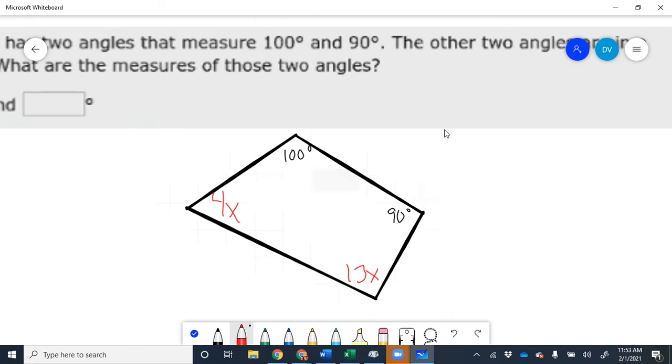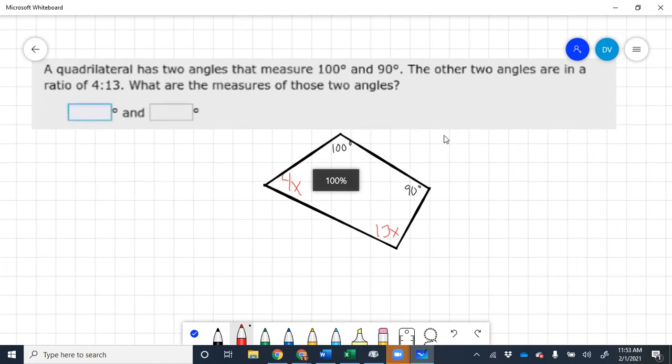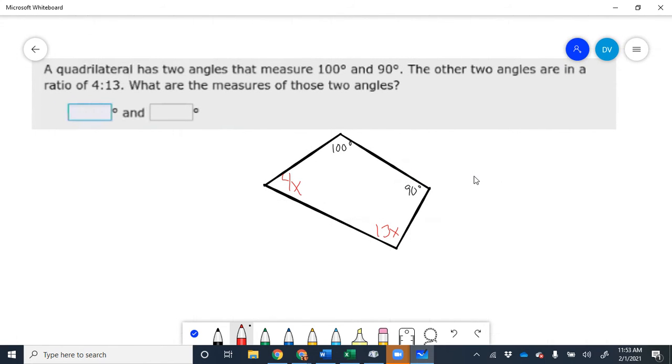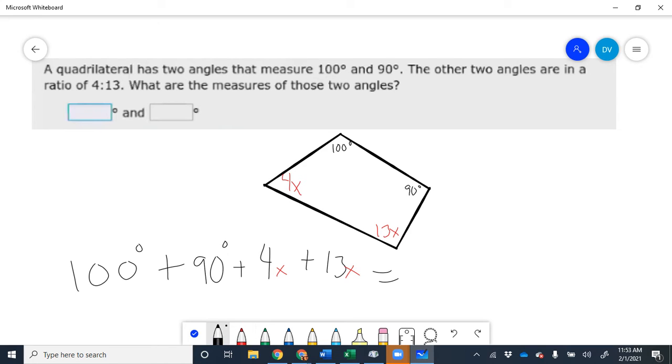And let's write down what you just said. That these are going to add up to 360 degrees. So I'm going to add up my 100-degree angle, plus my 90-degree angle, plus the 4x. I'm going to do the 4 in black and the x in red. And plus the 13x. And all of those, like you said, add up to 360 degrees.